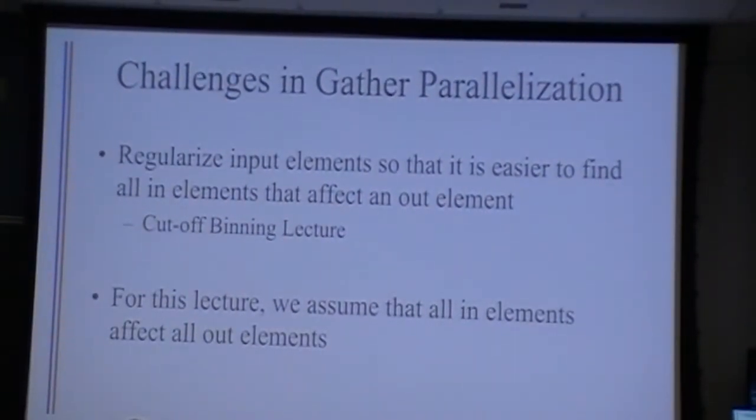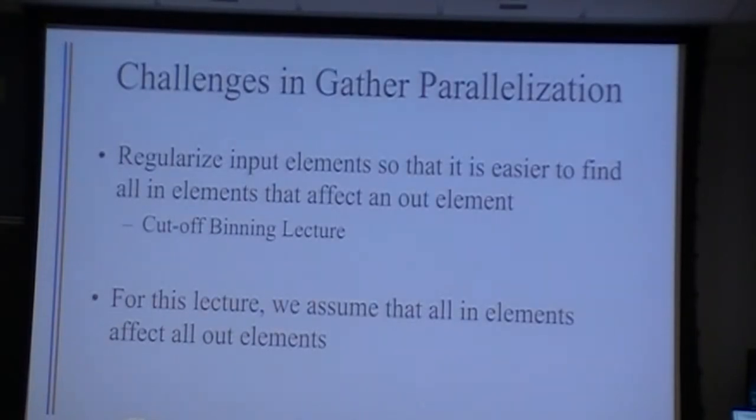Basically, to do a gather parallelization, we need to solve that problem. Somehow regularize the input elements so that it's not this huge expensive task to figure out which inputs affect which outputs. But we'll talk about how to do that in the future. For now, we know all inputs affect all outputs, so we don't have that problem.